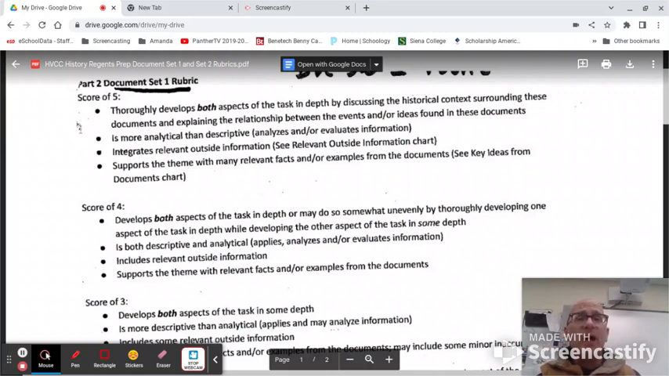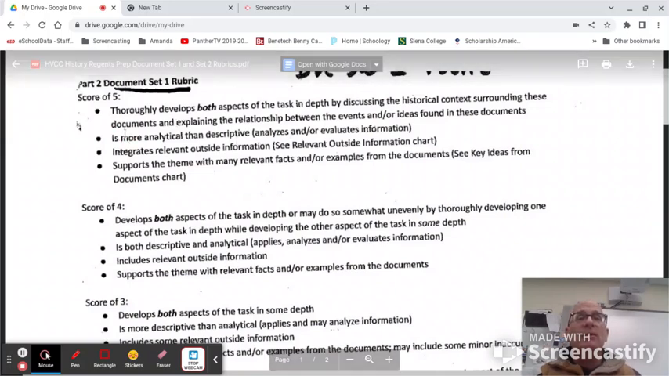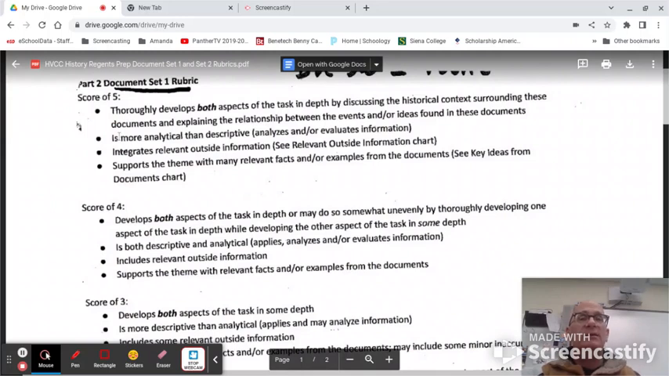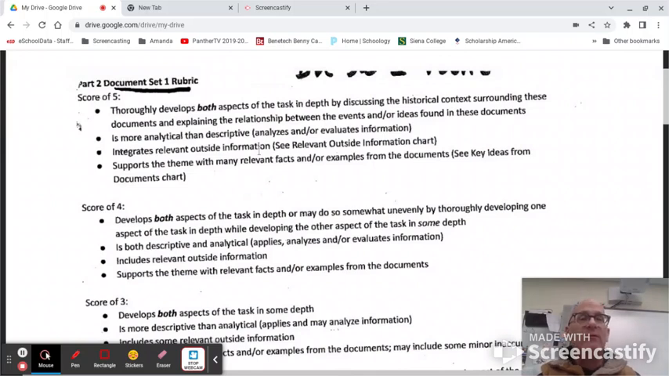To earn a 5 on this document set, look at each of the bullet points. We need to thoroughly develop both aspects of the task in depth by discussing the historical context surrounding these documents and explaining the relationship between the events and or the ideas found in the documents. You need to be more analytical than descriptive, okay? You need to analyze or evaluate the information. So be more analytical in your responses than just describing.